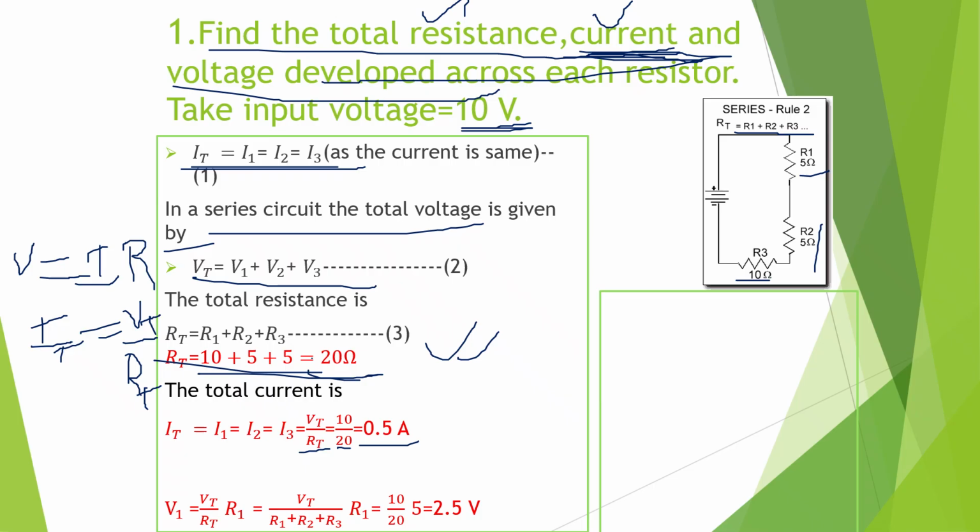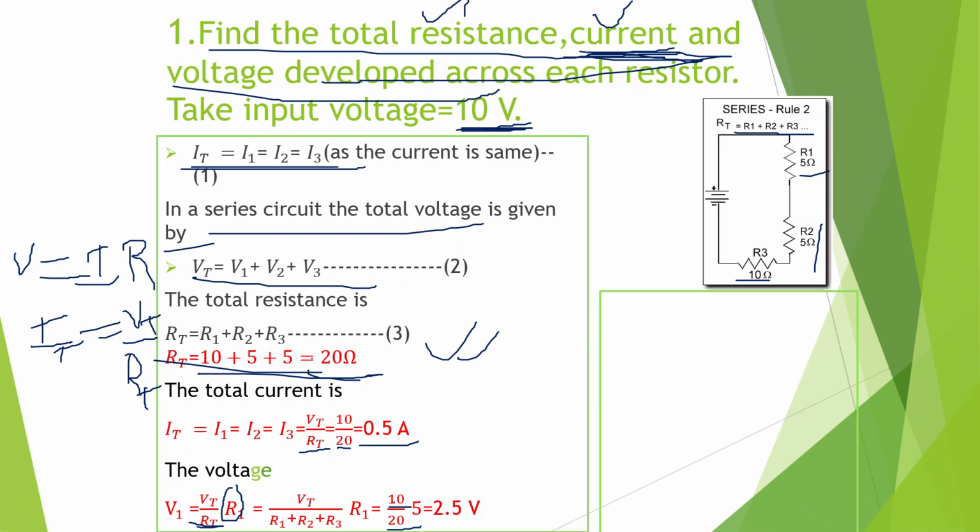When you see the voltage developed across each resistor, from the previous we can use voltage division rule. So what is voltage division rule? It is the total voltage by the total resistor into the corresponding resistor. Total voltage here is 10. The total resistance is 20. How are you writing it as 10 by 20? The total voltage is given in the circuit, 10, and the total resistor is given by the equation number 3. It is 20 ohms. So Vt by Rt into the corresponding resistor, which is 5 ohms here.